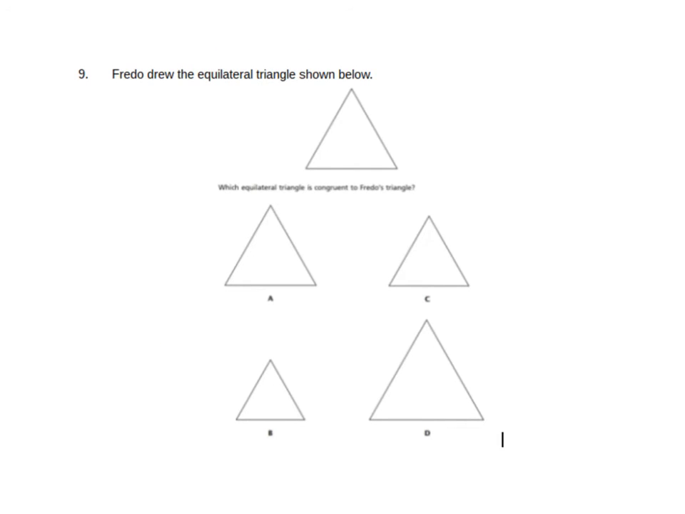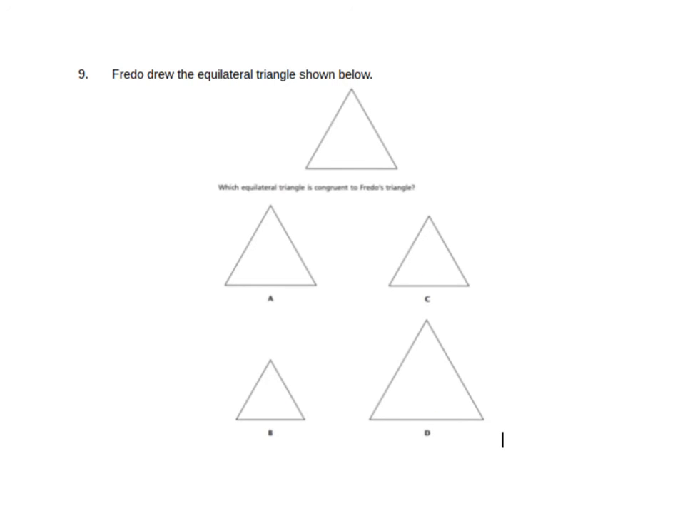Fredo drew the equilateral triangle shown below. What is an equilateral triangle? Equilateral triangle means that all 3 sides are equal and all 3 angles are equal. So he drew this equilateral triangle. Which equilateral triangle is congruent to Fredo's triangle? Well, congruent means equal. So basically, if we were able to cut this triangle out, would it be equal or congruent to A, B, C, or D?